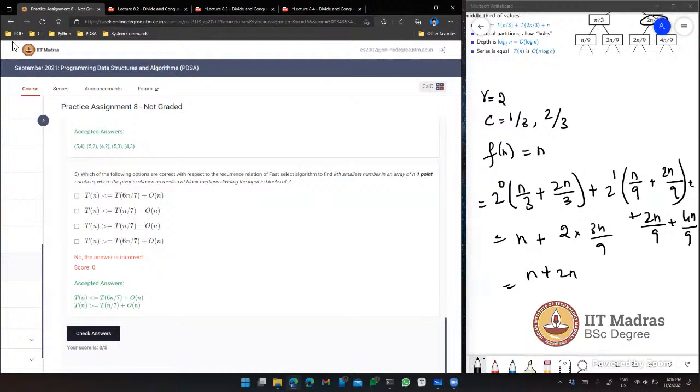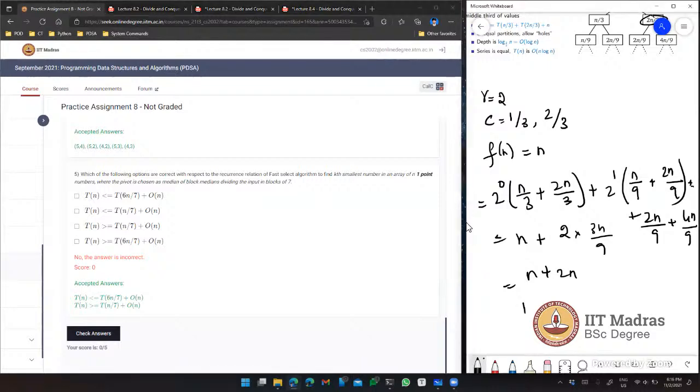It is based on that relation, right? That a median will be located between n by 7 to 6 n by 7 in this range. Yes, that's based on that only.